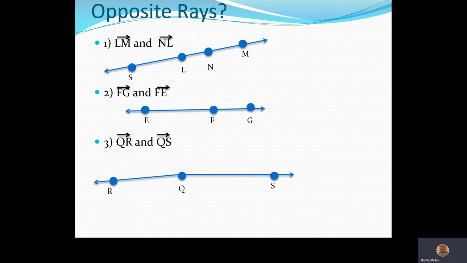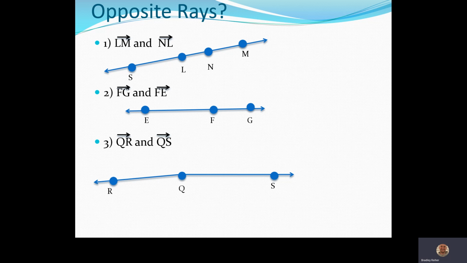So really what's happening is if you would draw those two rays, they overlap each other. Your opposite rays only touch that common endpoint. They don't have any other points in common. So for number 1, they're not opposite rays because they don't have the same endpoint.